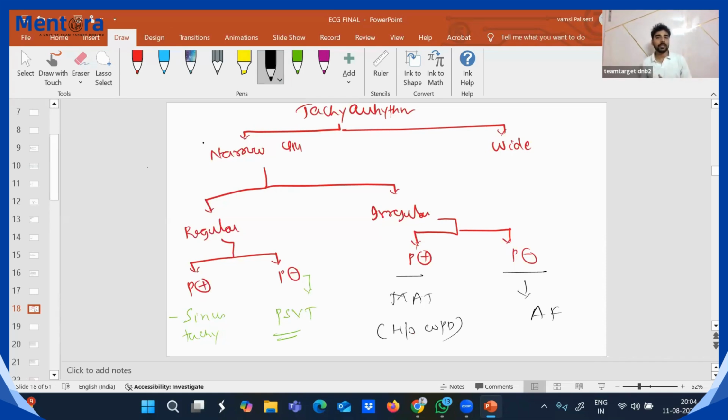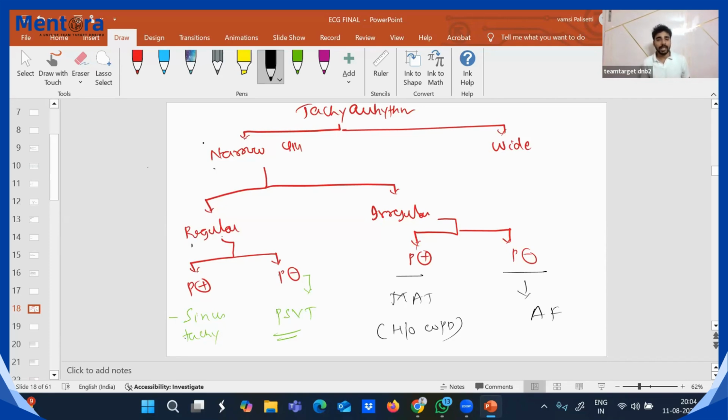You can identify every ECG based on this. Right? So tachyarrhythmia is there. You just identify narrow or wide. If it's narrow, yes, it is supraventricular. Out of supraventricular, how to identify? You see only 2 points: whether regular rhythm or irregular rhythm, and second thing is P wave present or P wave absent. Based on that, you can identify. If it's a narrow QRS complex, regular rhythm, P wave is present, sinus tachycardia. Narrow QRS, regular rhythm, P wave is absent, it's a PSVT. That includes AVNRT or AVRT.